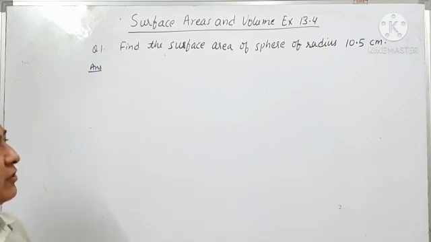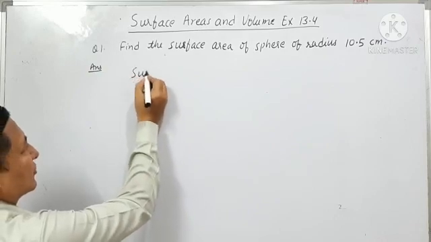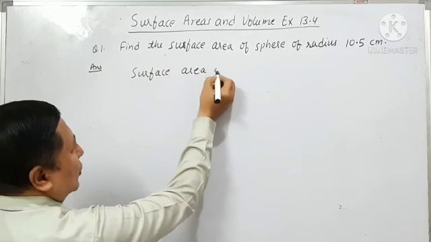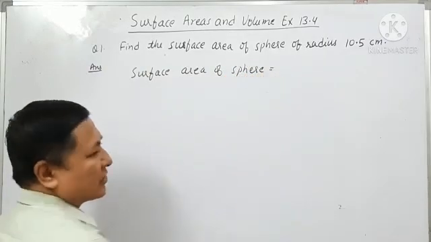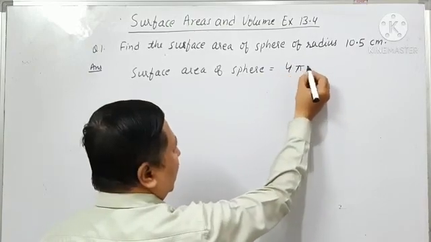This exercise contains the questions on sphere and hemisphere. Find the surface area of a sphere of radius 10.5 cm. Now in this we have to find the surface area of the sphere. The formula for surface area of a sphere is 4 pi r square.